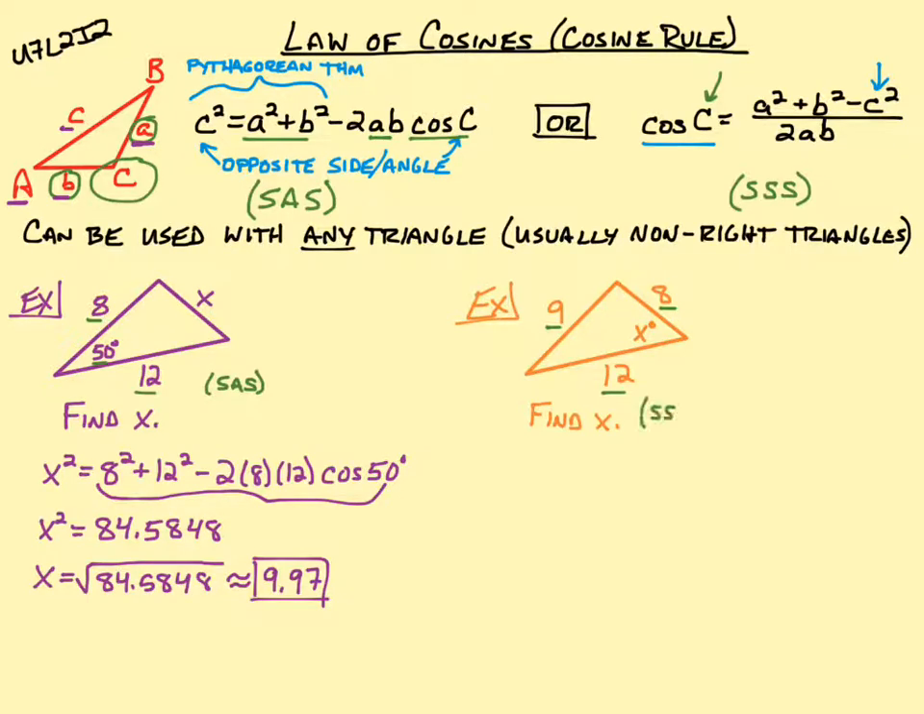So we're looking for cosine x is equal to, now make sure you put them in the right spots. We need to have our adjacent sides for a and b. So that'll be 8 squared plus 12 squared minus 9 squared, 9 being the one opposite the angle we have. And then we're going to divide that by 2 times 8 times 12.